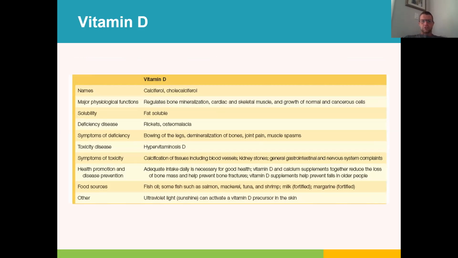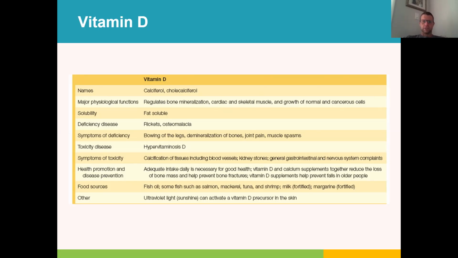Again, major physiological functions: it regulates bone mineralization, cardiac and skeletal muscle, and growth of normal and cancerous cells. Solubility: it is a fat-soluble vitamin. If you don't get enough of it, you're more prone to rickets and osteomalacia. Symptoms of the deficiency: bowing of the legs, as we've seen, rickets, demineralizing of bones, joint pain, and muscle spasms are all things that we see in these particular diseases.